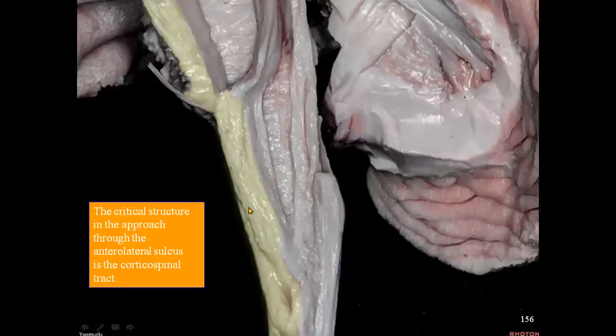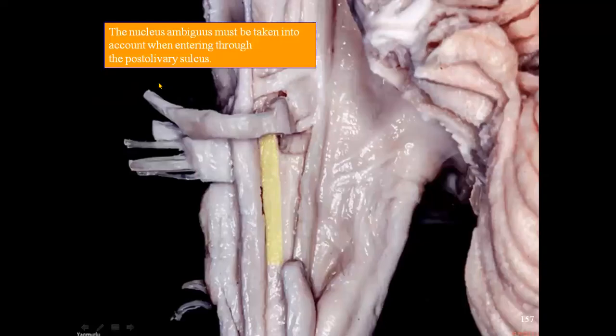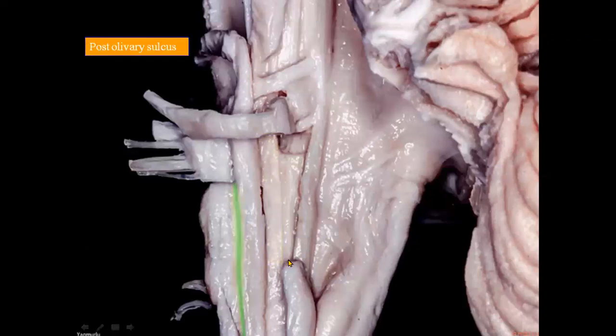The critical structure in this approach going through the anterior lateral sulcus is the corticospinal tract, which may be injured during our incision in the pre-olivary sulcus. The nucleus ambiguus must also be taken into account when entering through the post-olivary sulcus. Here, the post-olivary sulcus. Here is the nucleus ambiguus.